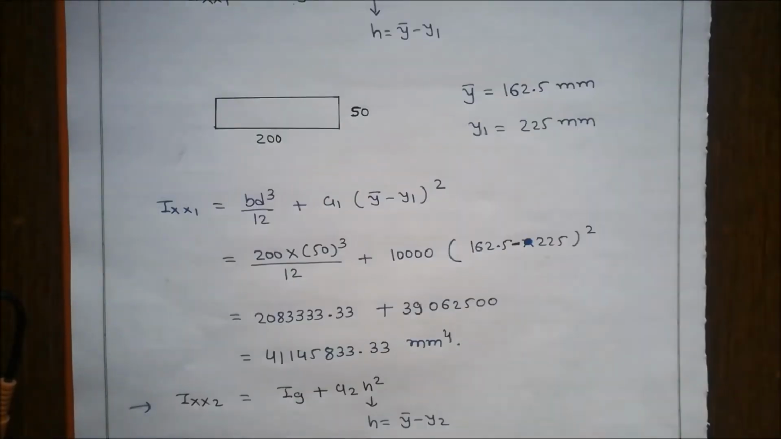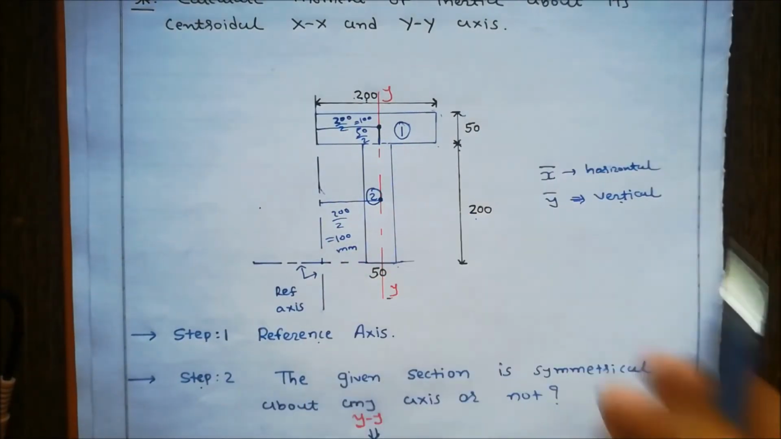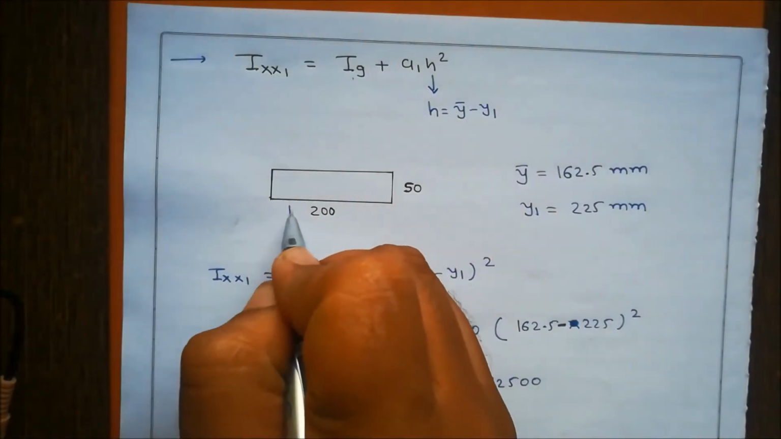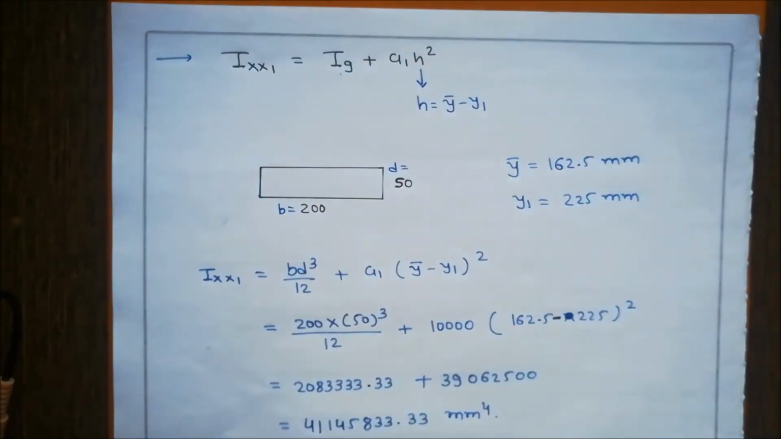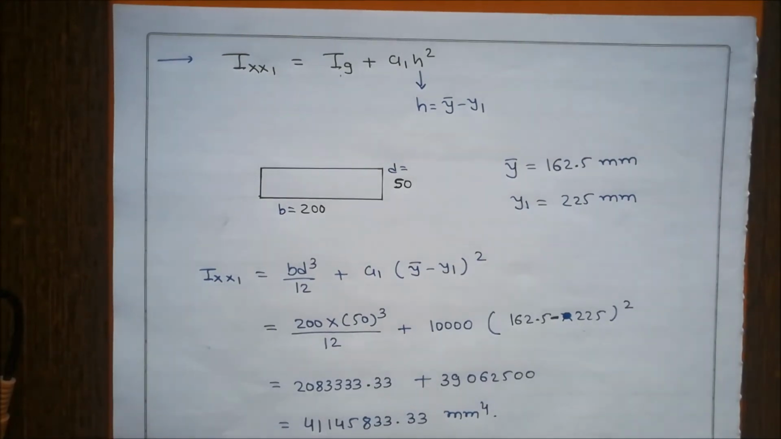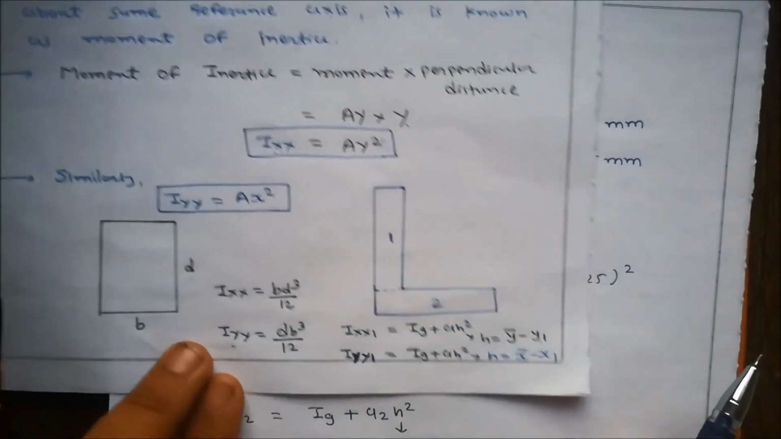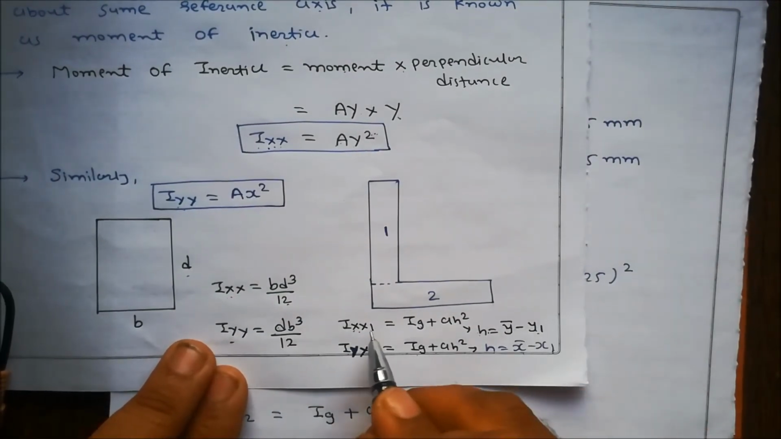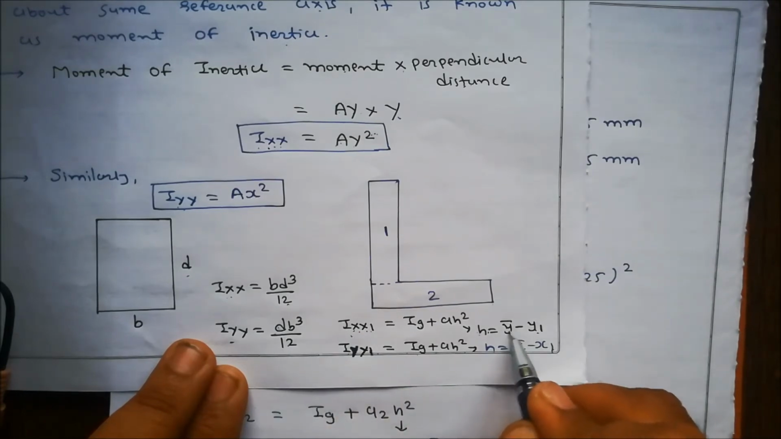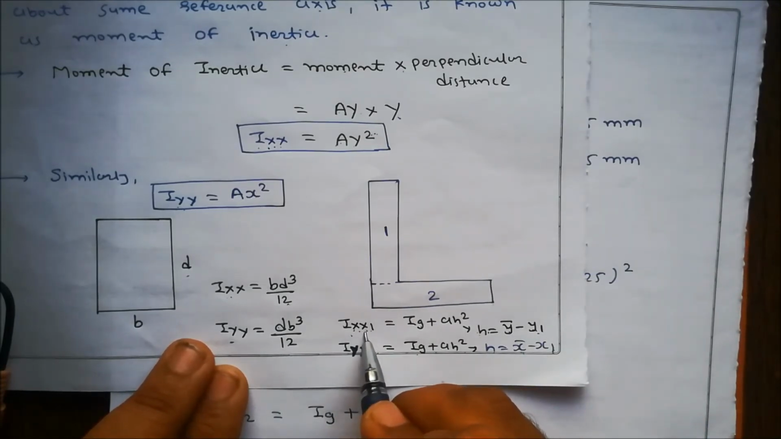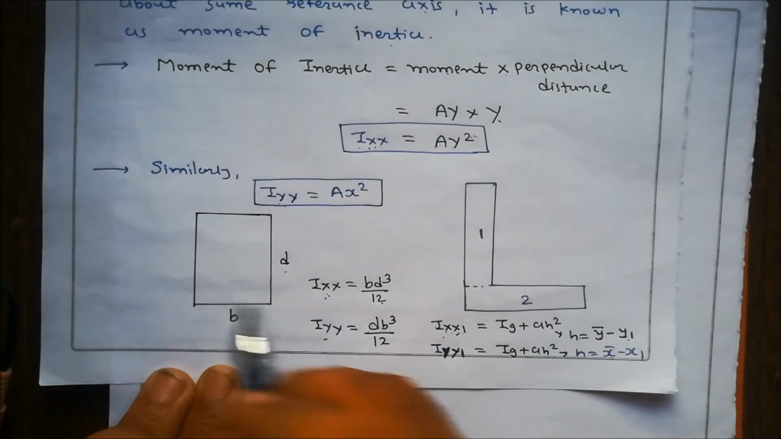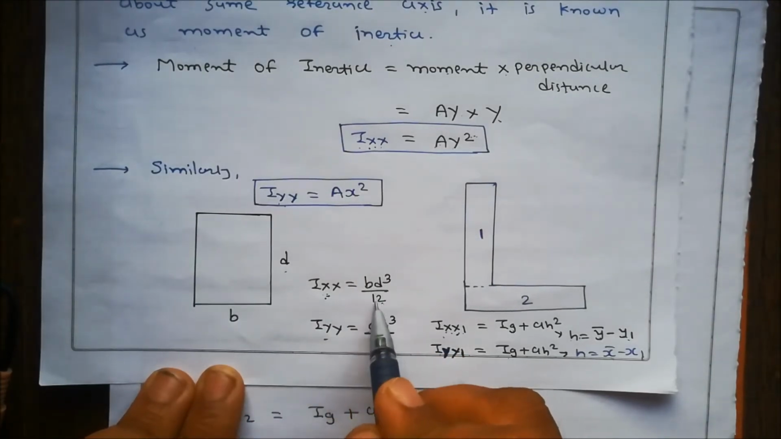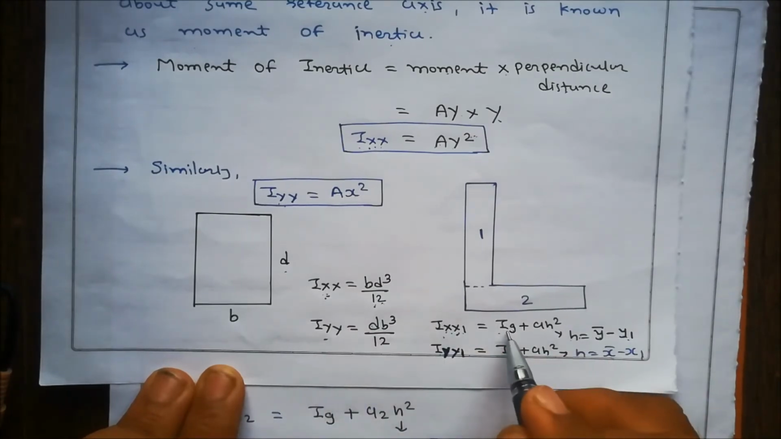So first we find moment of inertia for the first part. The first part dimensions that we already have: B is equal to 200 mm and D is equal to 50 mm. So Ixx1 is equal to IG plus A1 h square. We already discussed that when calculating moment of inertia about the x axis, h is equal to y bar minus y1 for the first part, and for the second part, h is equal to y bar minus y2. For a rectangular section, Ixx is equal to BD cube by 12, so put BD cube by 12 in place of IG.